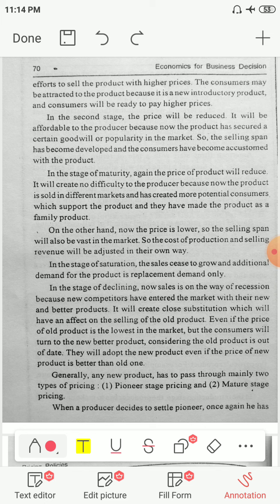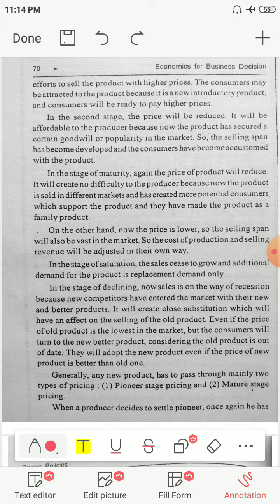Up till the growth stage, the number of people who had accepted your product was very small, but now it is a product accepted by almost everyone in the population. I am not saying everyone from the target market, but everyone from the population. Now it is not an individual product, it is seen as a family product.